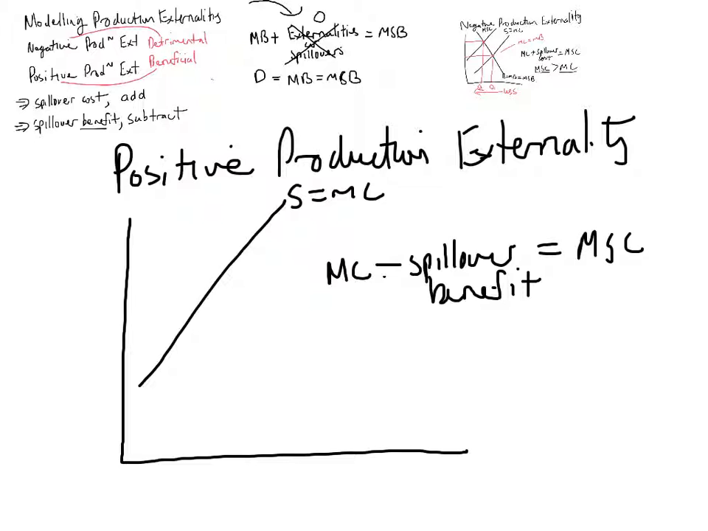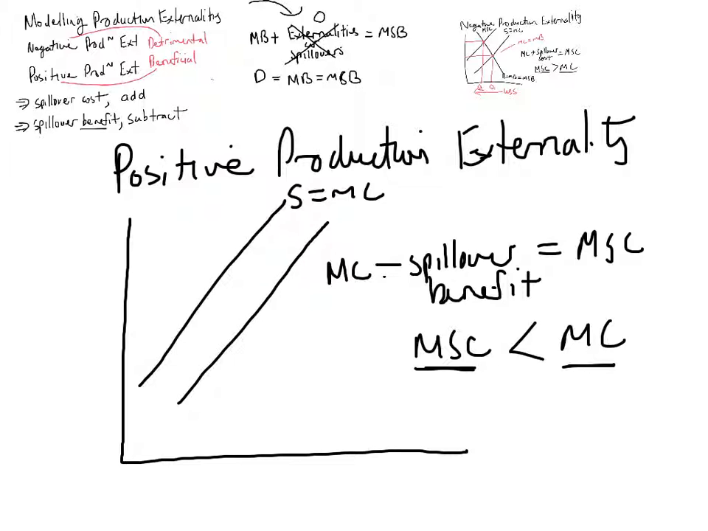So what we can see from this is that the marginal social cost must be less than the marginal cost. It tells me that my marginal social cost curve must be below my marginal cost curve. So I'm going to put that in there. There it is, there's my marginal social cost curve.